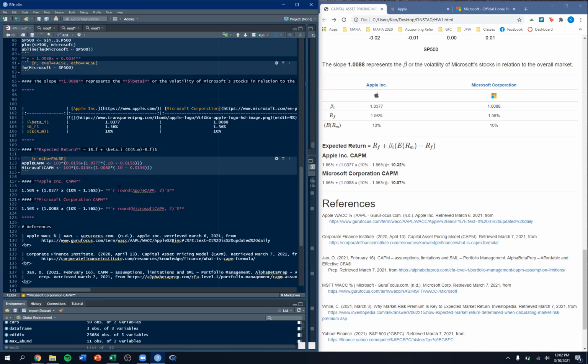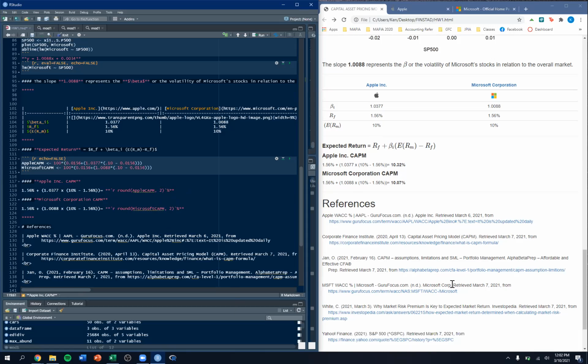So we found out this function: round of the quantity Apple CAPM, comma 2. The 2 means there would be only 2 decimal places used. Afterwards, we could place the percentage symbol. So that's where we got the percentage sign over here. And by adding the 2 asterisks, we would be able to bold it.